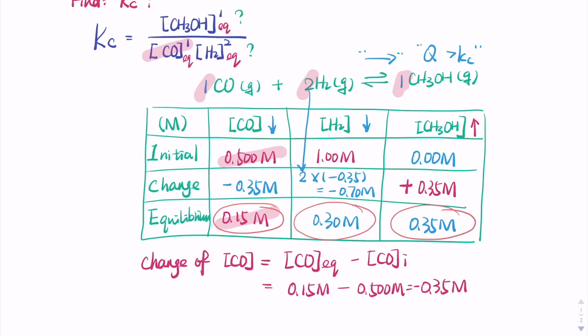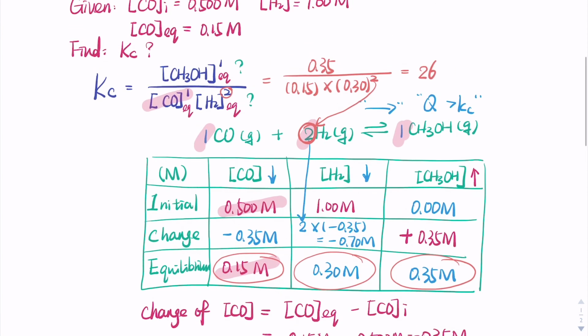That's all we needed. Now we just plug all those numbers back into our equation. You'll have 0.35 on the numerator. On the denominator, you'll have 0.15 times 0.30. Don't forget that squared, that to the power of 2, because of this coefficient. Now do this calculation, and the answer is going to be 26.